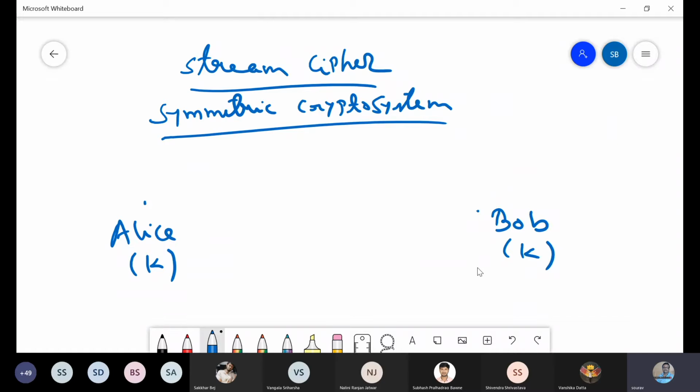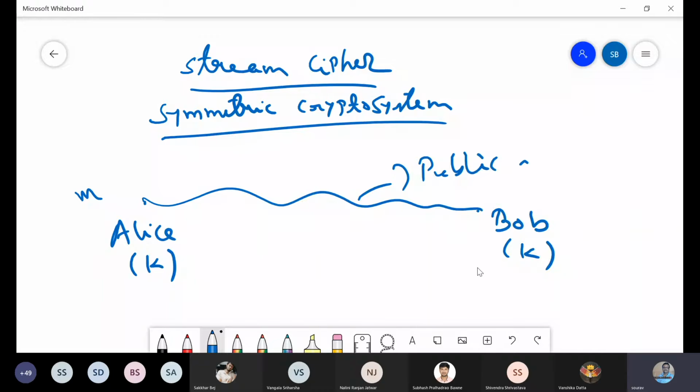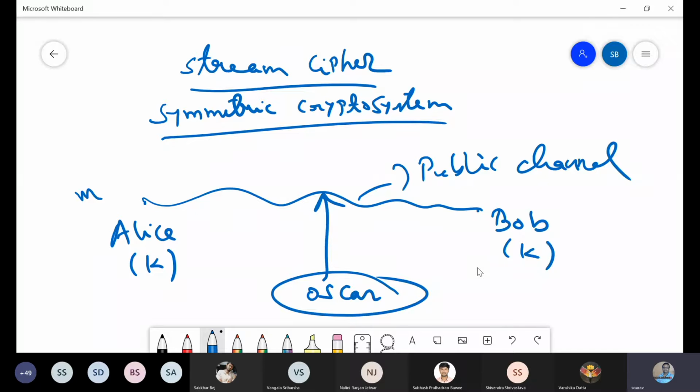In the symmetric key setting, Alice has a message which she wants to send to Bob over the public channel. Public channel means it can be captured by a third party, and Oscar is one of them. Alice will encrypt this message using some algorithm with the key K and get C. C is the ciphertext, and Alice will send it to Bob over this public channel. So this is the encryption.